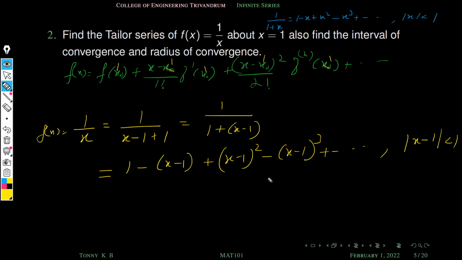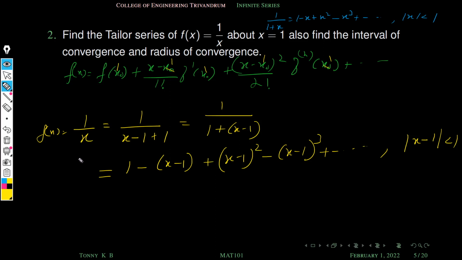Clear? You can also find this same Taylor series using this direct formula. That is more computationally expensive. You have to find all the derivatives and the derivative at 1, then substitute in this formula. That gives the same answer. Okay, but this is very easy. So here we use a non-Maclaurin series for evaluating the Taylor series. Okay, this is a very good technique for evaluating some Taylor series.